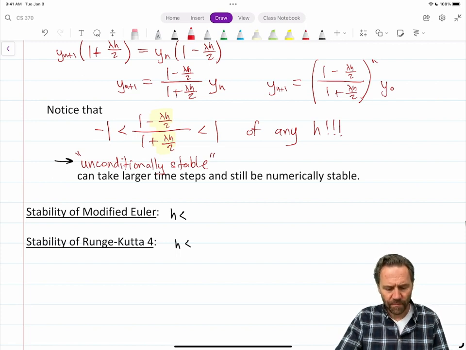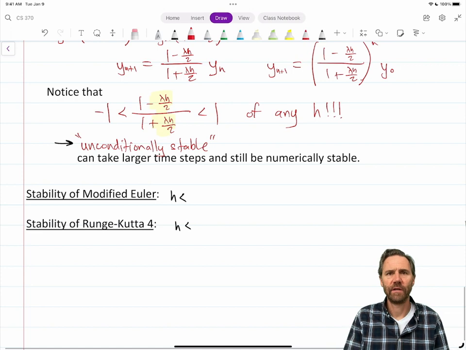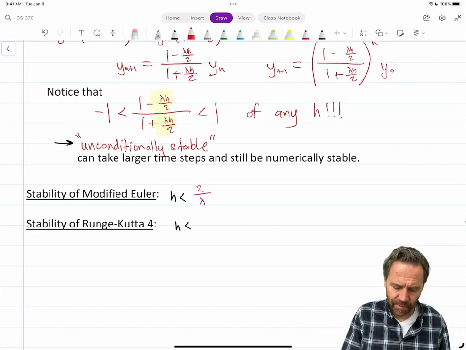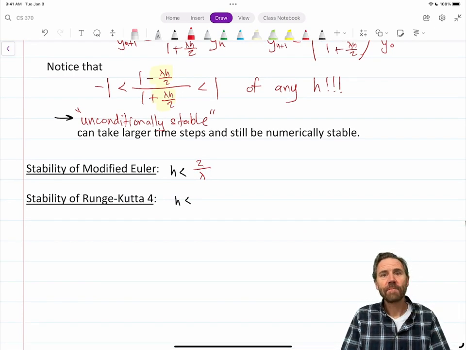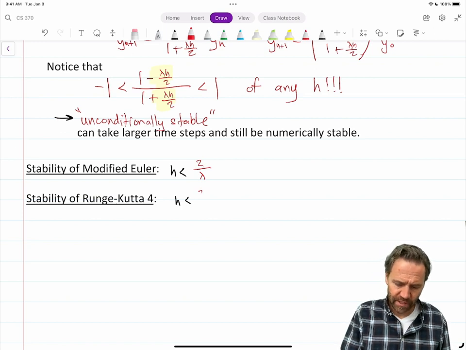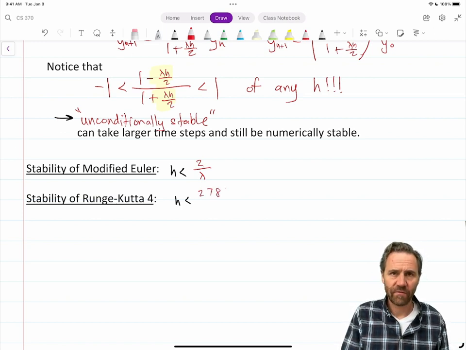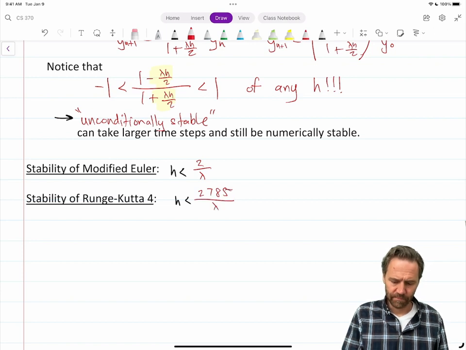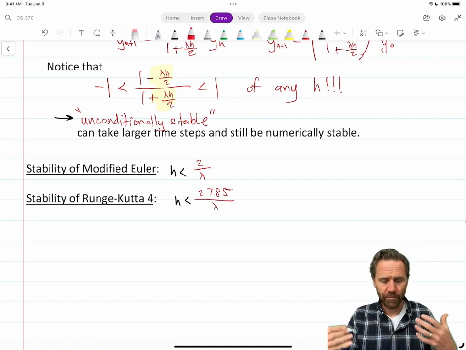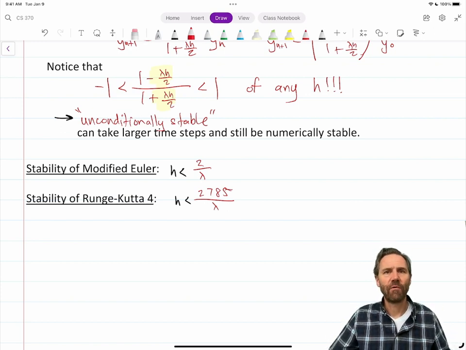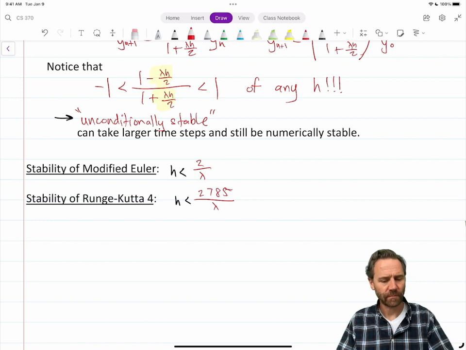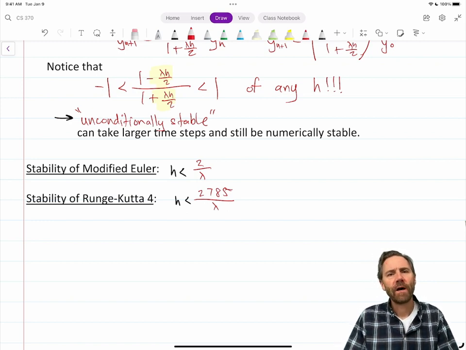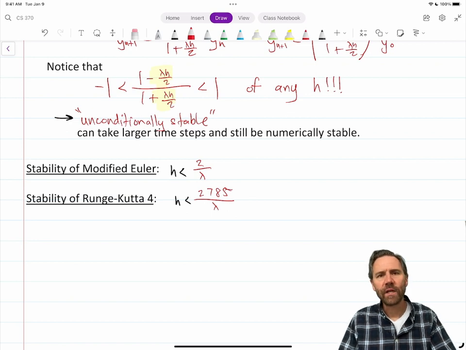Modified Euler has the same conditional stability as Euler's method: h has to be less than 2 over lambda. And just for some reference, Runge-Kutta is also conditionally stable, but h has to be less than 2.785 over lambda. So it's conditionally stable also, but it's got a much larger h. It's like 1.4 times bigger time steps that you can take and still have it converge properly to an equilibrium. So that's stability for these numerical ODE solvers.